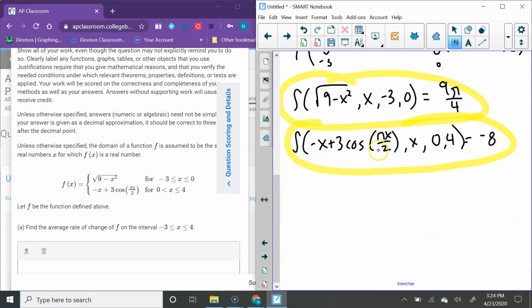So what we end up with is 1/7 times 9 pi over 4 minus 8 right here. Leave it like that. Don't touch it. That is your average value. If you wanted to get a decimal for it, it is -0.133, but that is really not necessary here.